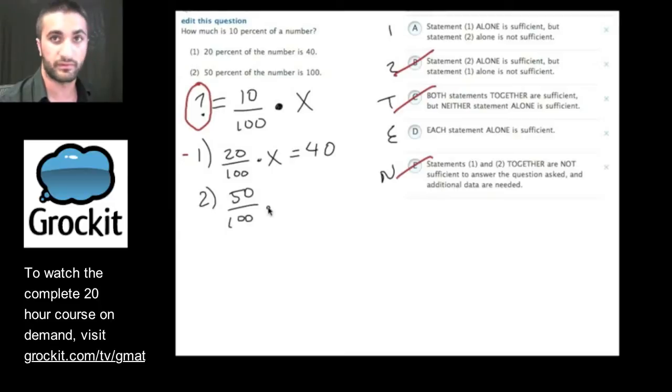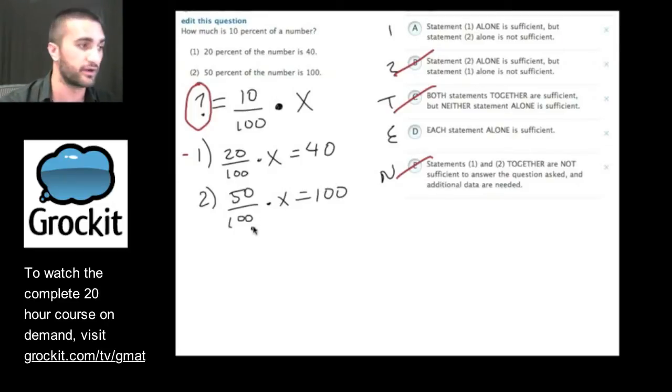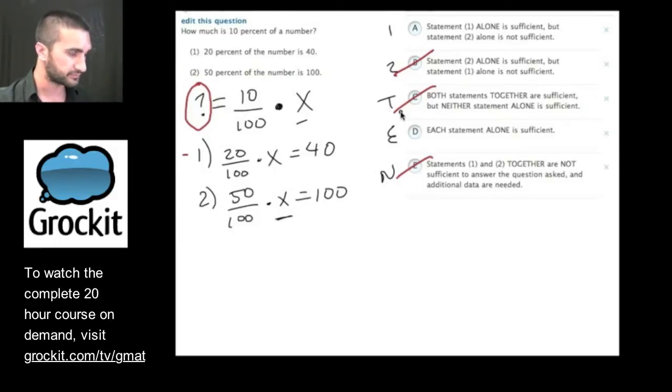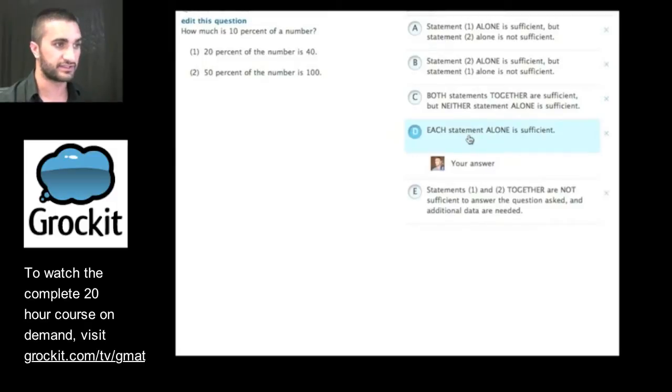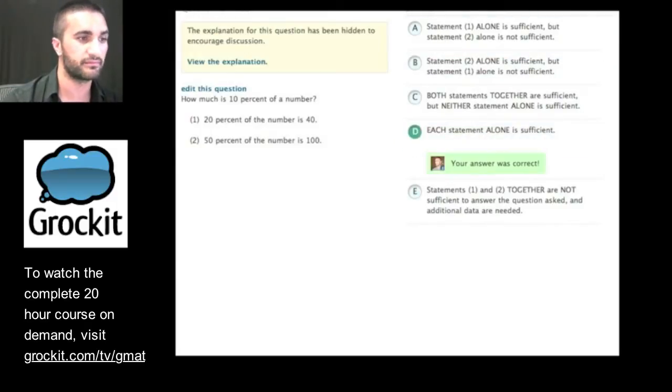50%, don't do English, do some math here just to lay it out. We're not even crunching numbers, we're just writing it out. 50% of the number is 100. This looks like it's the same situation here. We have 3 things. Remember, 50% of the number is something. So I got all my pieces. And just like the first equation, if I can solve for x here, I should be able to plug it in here and find out how much is 10% of a number. So I'm pretty sure the answer is each statement alone is sufficient.